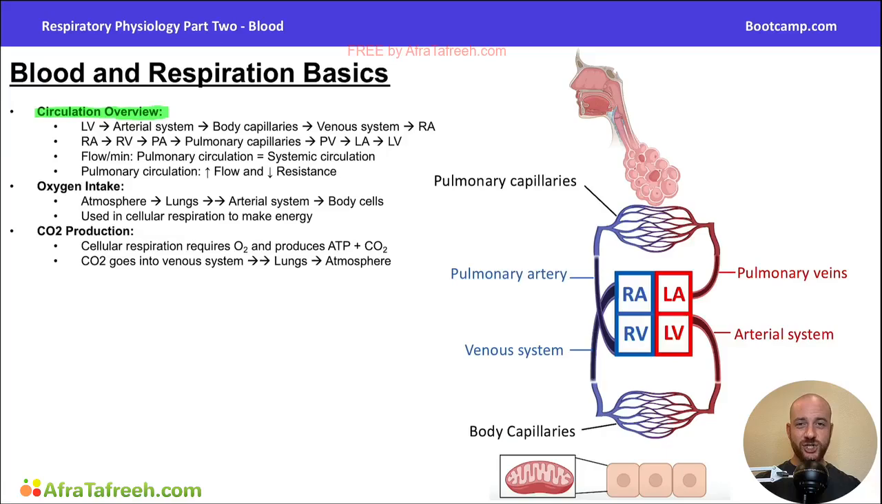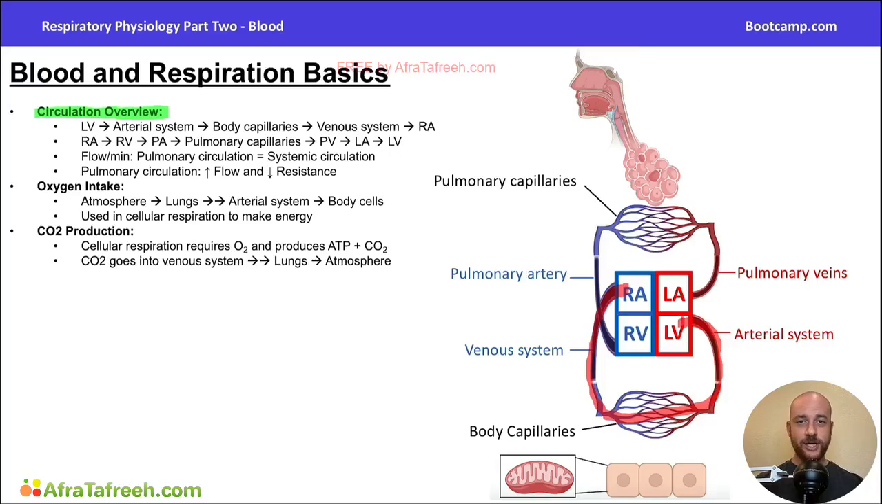Okay, so now that we've done a circulation overview, we like to separate this circulation into two separate circuits. The first is called the systemic circulation. It goes from the heart, from the left ventricle, to the body capillaries, and then back to the heart, back to the right atrium. So from the left ventricle to the right atrium, that's called the systemic circulation.